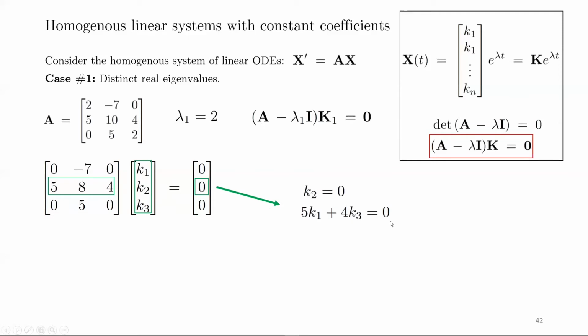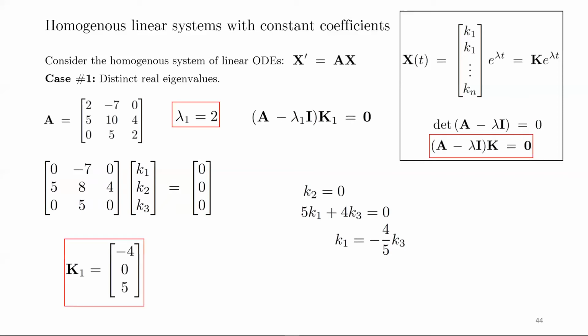So I can write k1 in terms of k3, which allows me to write the eigenvector for this eigenvalue as k1 equals negative 4, k2 equals 0, k3 equals 5. So my eigenvector k1 associated with my eigenvalue lambda 1 is equal to negative 4, 0, 5. k2 had to be 0, so the middle value had to be 0.